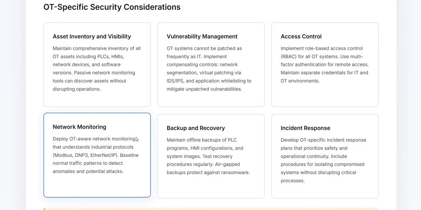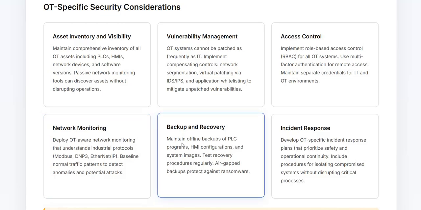And monitoring then ties it all together. Industrial-aware monitoring looks for abnormal protocol behavior rather than generic signatures. Backups come next. Controller programs and interface configurations must exist offline. When ransomware hits, recovery speed decides whether production resumes in hours or days.